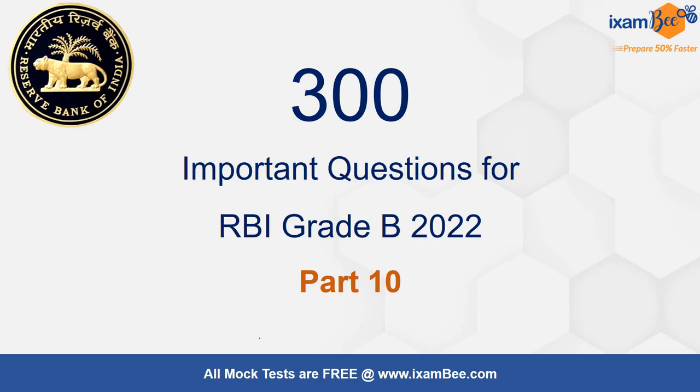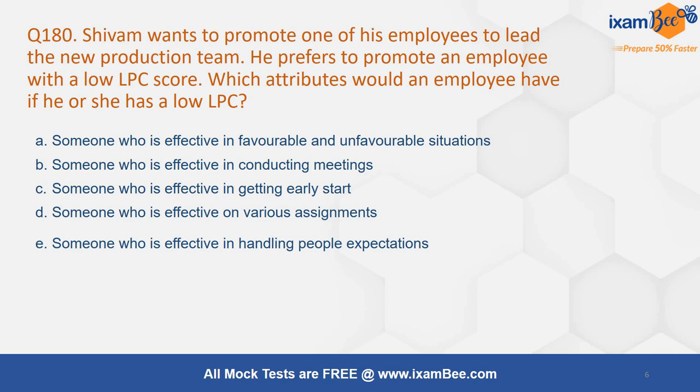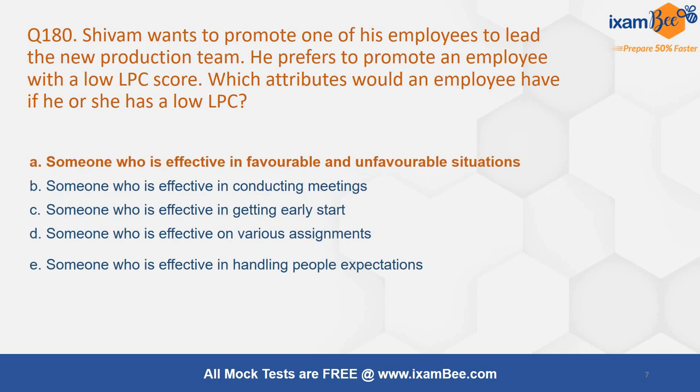This is part 10 of the video. Shivam wants to promote one of the employees to lead the new production team, and he prefers to promote an employee with a low LPC score. Which attribute would an employee have if he or she has a low LPC? This is the question I asked in the last video. And low LPC means someone who is effective in favorable and unfavorable situations.